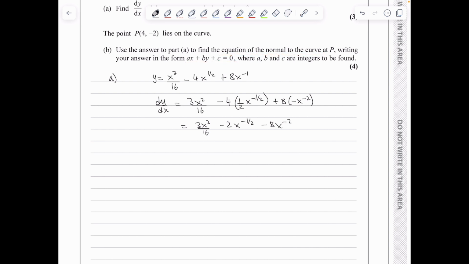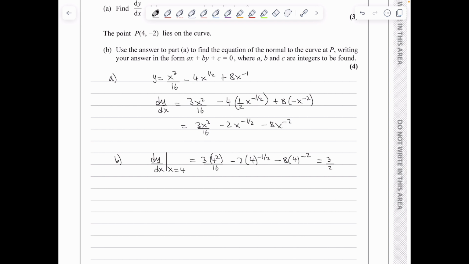So I will start by evaluating dy/dx at x = 4, which simply means I will substitute x = 4 into the expression for dy/dx we just obtained, which leads to 3 times 4 squared over 16 minus 2 times 4 to the minus a half minus 8 times 4 to the minus 2, which gives an answer of 3 over 2. Remember, we're looking for the equation of the normal.